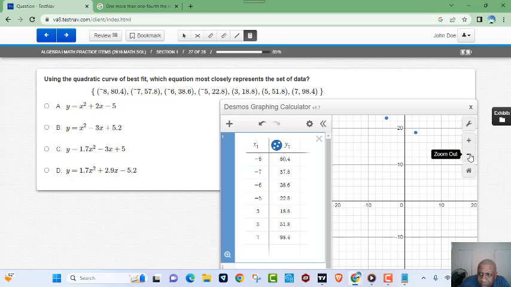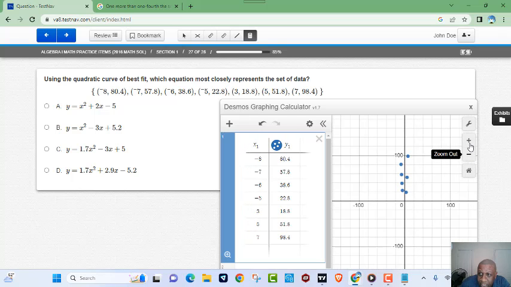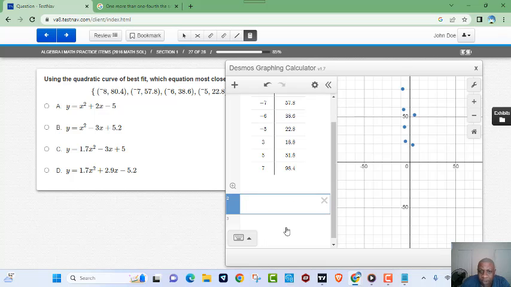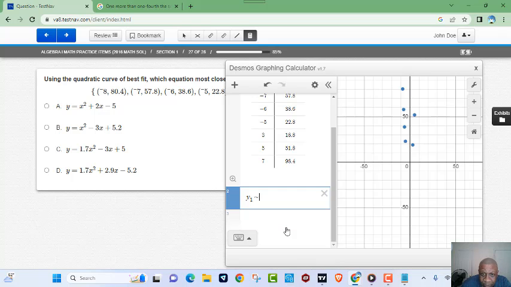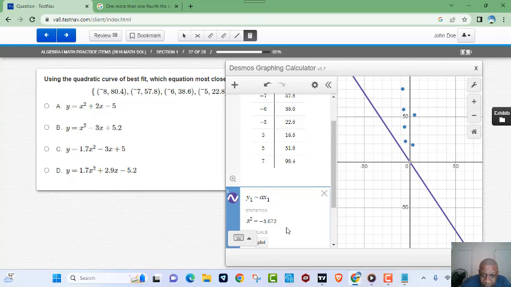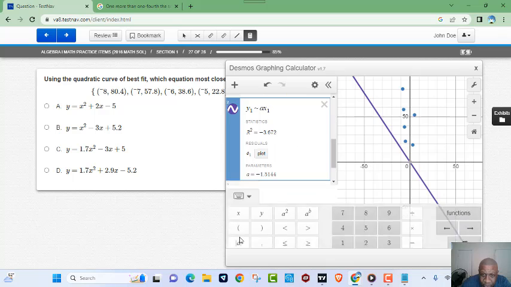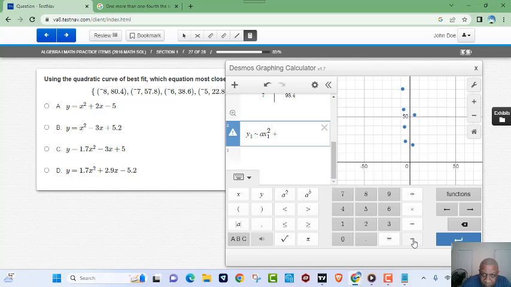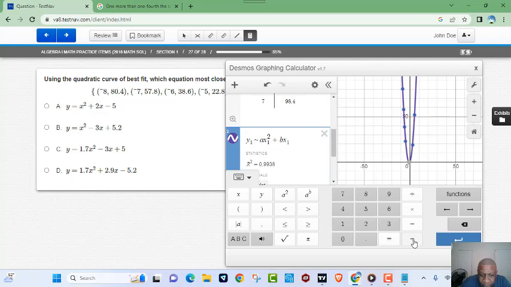Alrighty, and let me just see something here. Okay, yeah, I just wanted to zoom out to see those. So this looks like, yep, a quadratic curve of best fit. All right, the quadratic curve of best fit we will enter right here, which is y sub 1 tilde a x sub 1 squared plus b x sub 1 plus c.